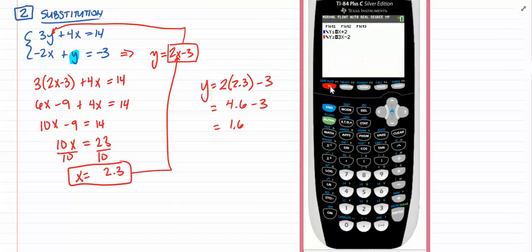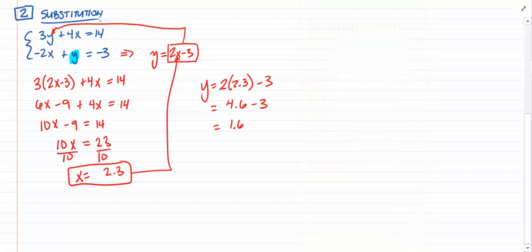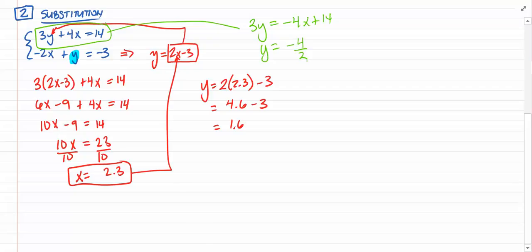I have to solve both of those for y right away. The first one, if I'm going to solve that for y, I should do that right now before we actually start. If I want to solve this equation for y, what would it be? 3y is worth negative 4x plus 14. So y is negative 4/3 x plus 14 over 3. Yikes. Okay, good thing we solved that first.